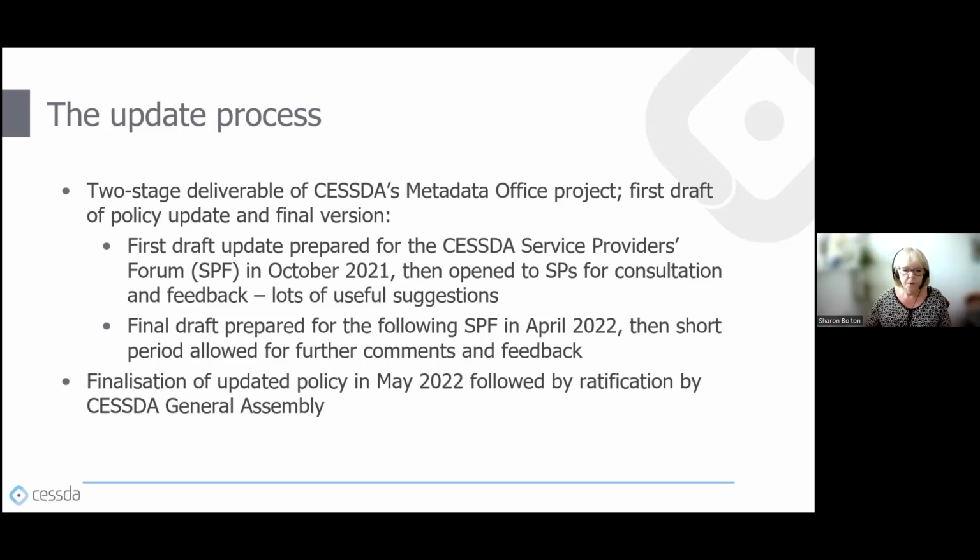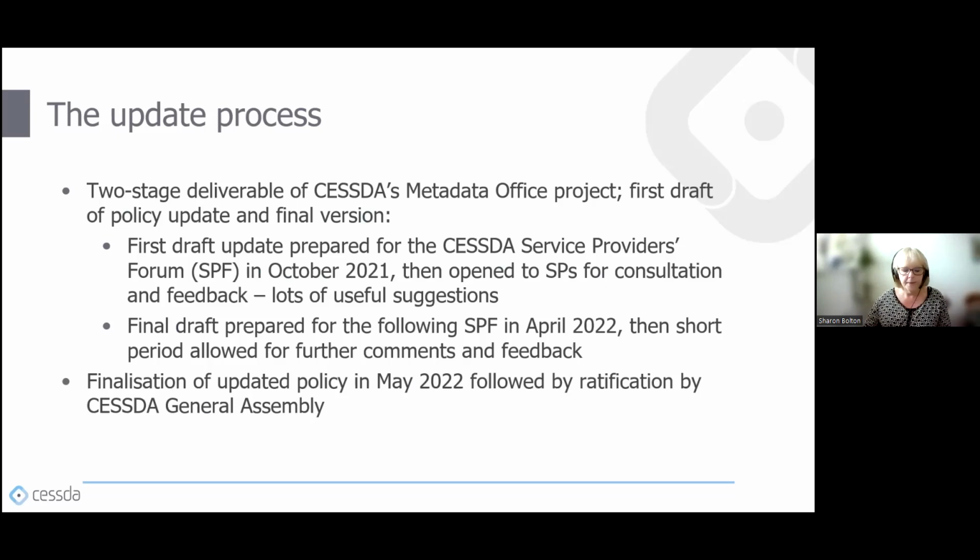We then took on board all their suggestions and created a final draft for the following service providers forum or meeting. They're held once every 6 months, and that was in April. And then again, a short period was allowed for further comments and feedback. Actually, we didn't get a great deal, which I'm hoping signified that we'd actually done a good job in revising the policy, and most people were pretty happy with its final incarnation.